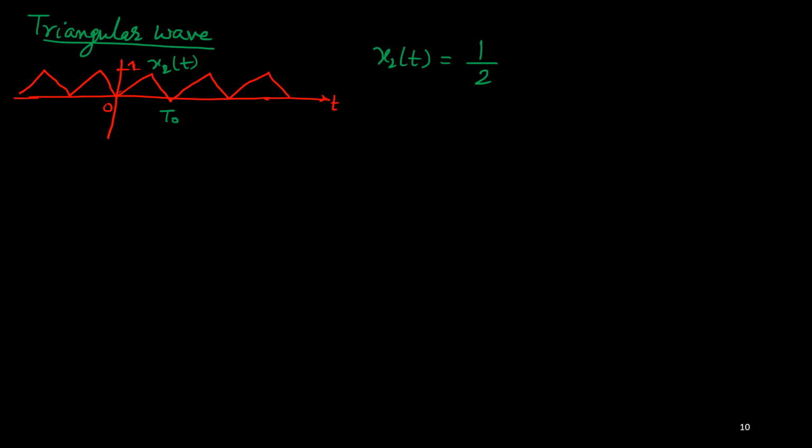And the AC components are cosines. So it is like this: 4 upon pi square, and this summation, all cosine, but again only the odd harmonics. The cosine of (2n minus 1) omega naught t, upon (2n minus 1) squared, with n equal to 1 to infinity.